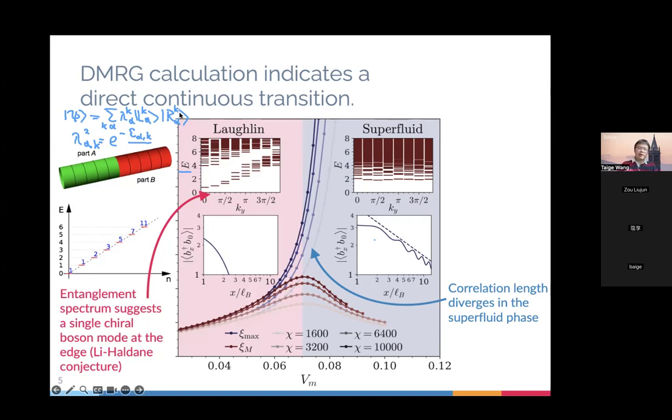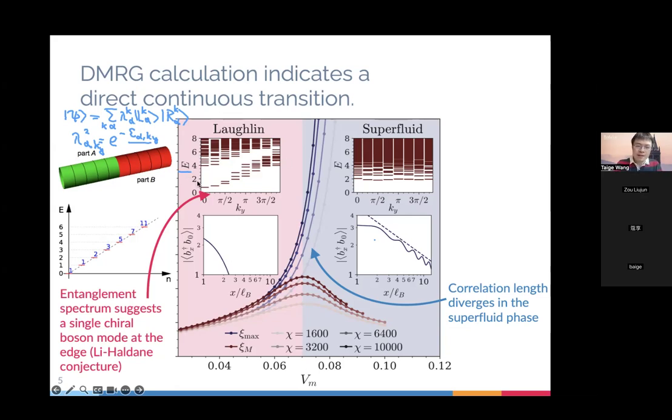Is this momentum in the y direction? Yes, this is in the y direction. Based on the Li-Haldane conjecture, we know this entanglement spectrum won't be exactly identical, but should at least have the same counting as the edge CFT. When you compute the entanglement spectrum, it more or less tells you what the spectrum of the edge CFT would be if you really put a physical boundary.